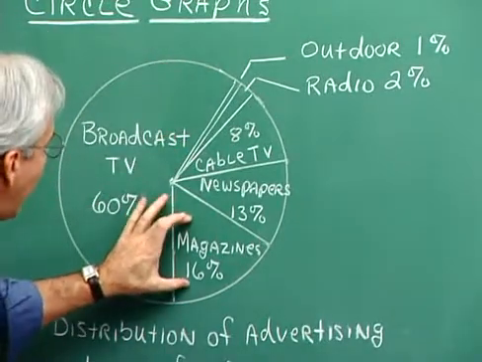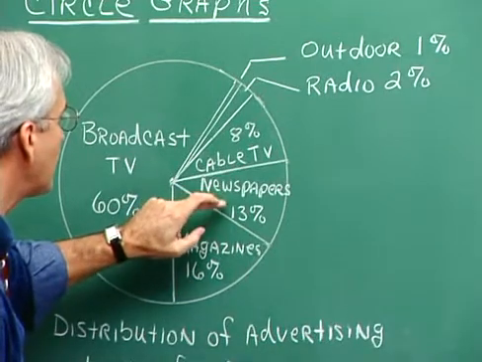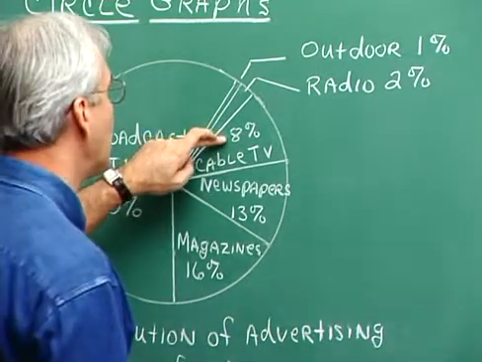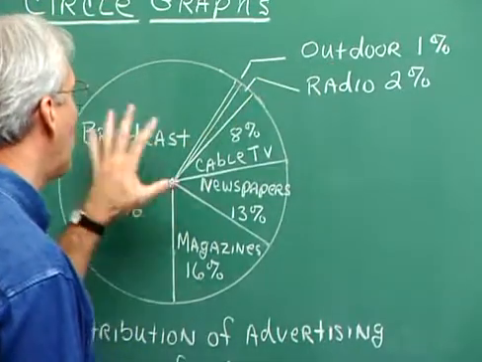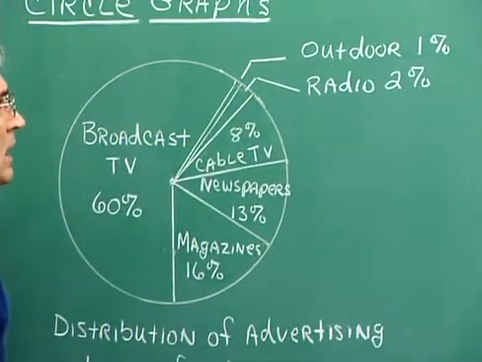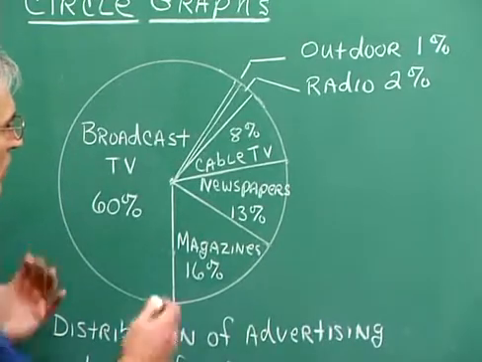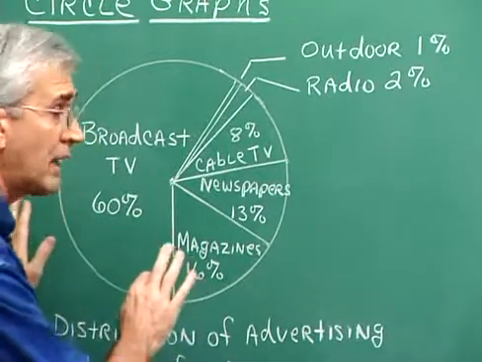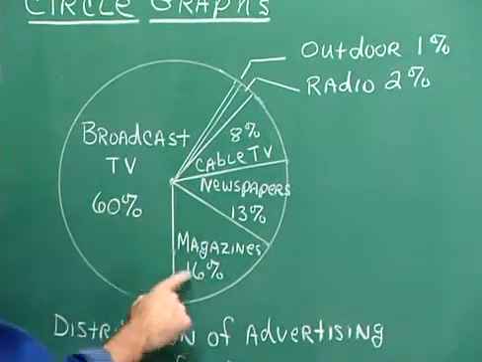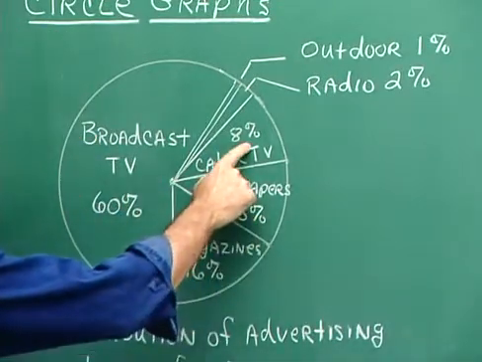And we see here magazines 16%, newspapers 13%, cable TV 8%, radio and outdoor advertising consume the other part of the total. Now, although it's easy to see a lot of relationships here, sometimes we need to figure a few things out. And do notice that percents are used in this particular circle graph.